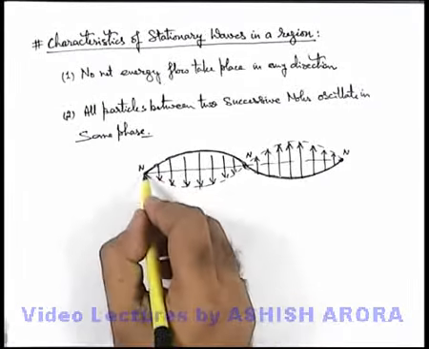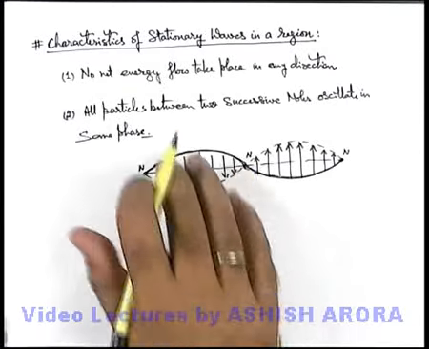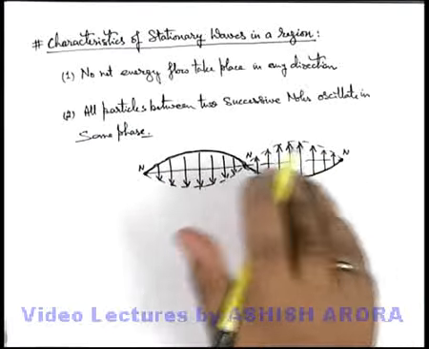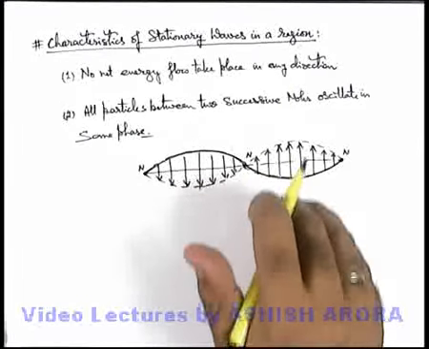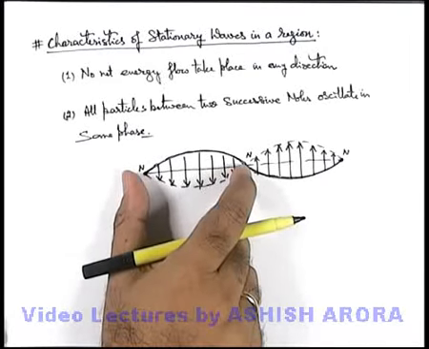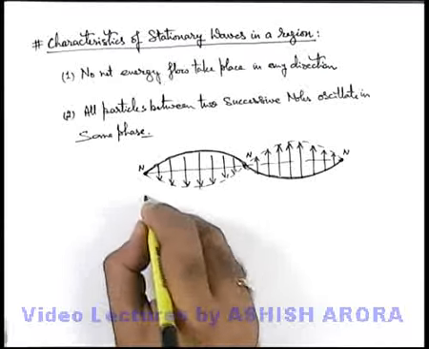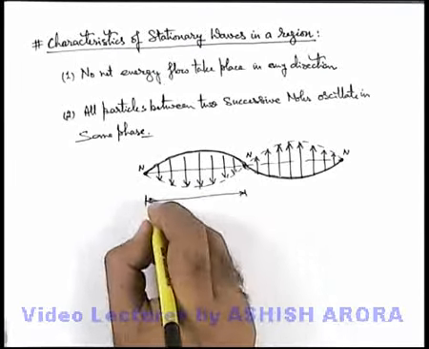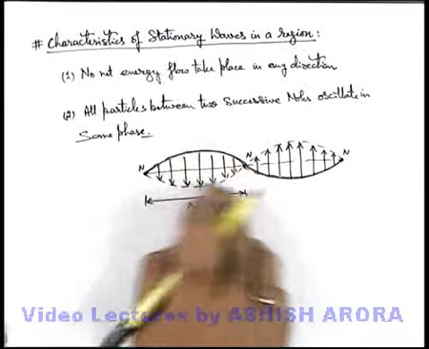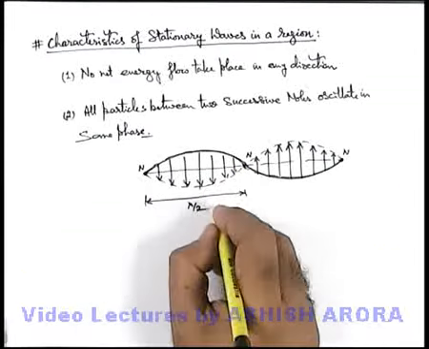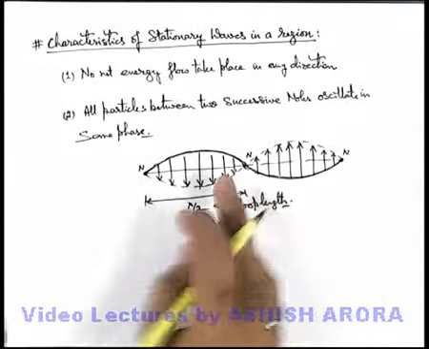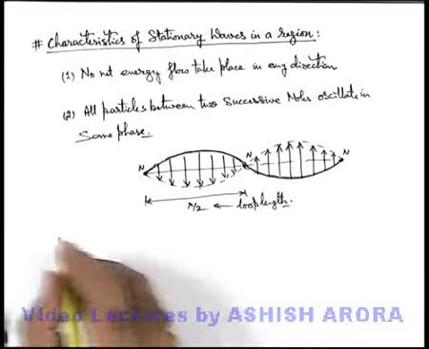So here we can say all particles which are between these two nodes are oscillating parallel to each other, or we can say all particles which are in the adjoining loops are also oscillating parallel to each other. So all particles between two successive nodes oscillate in same phase, and as the separation between the two nodes is lambda by 2, this is the length of one loop produced in the stationary wave. This is also termed as loop length. So in one loop length all particles oscillate in same phase.